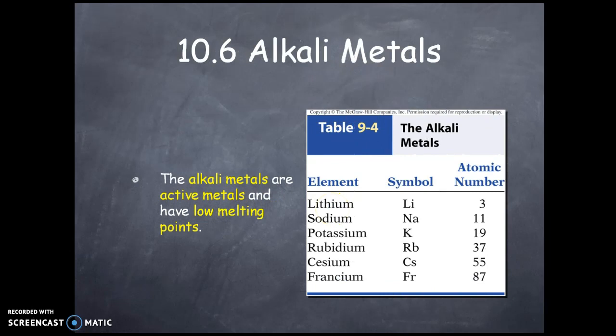Alkali metals are the active metals. They have low melting points. So you can see all these elements which are placed in the same column. They are active metals and they have low melting points.